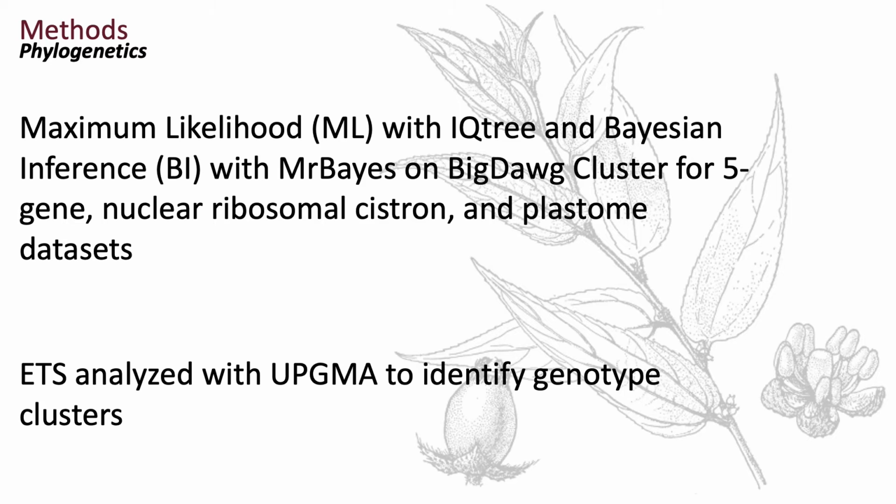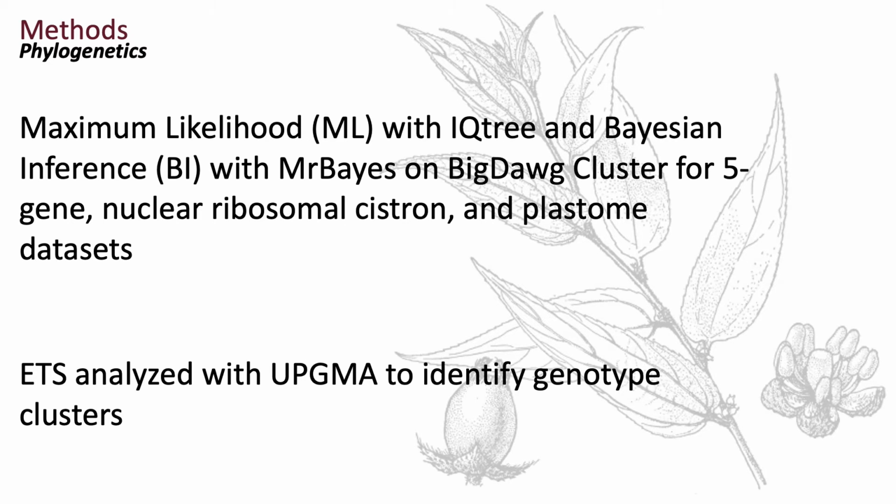So then once we have that data, then we can build the phylogenies. And I use maximum likelihood with IQ-TREE and also Bayesian inference with MrBayes. And I use the Big Dog cluster, which is an amazing resource available here on campus. I did that for all my data sets. And then for the ETS locus, because I was interested in assigning specimens to clades, I used a UPGMA, which is essentially like a distance analysis to identify genotype clusters. And I'll talk about that more.